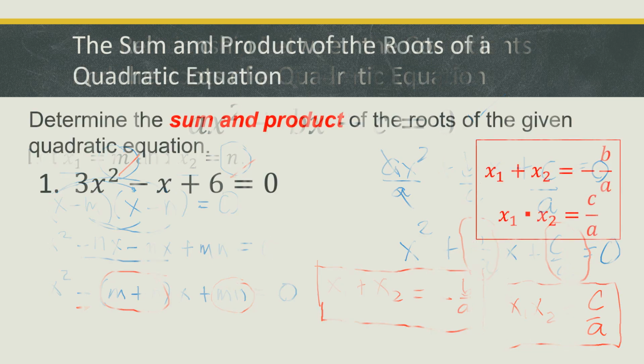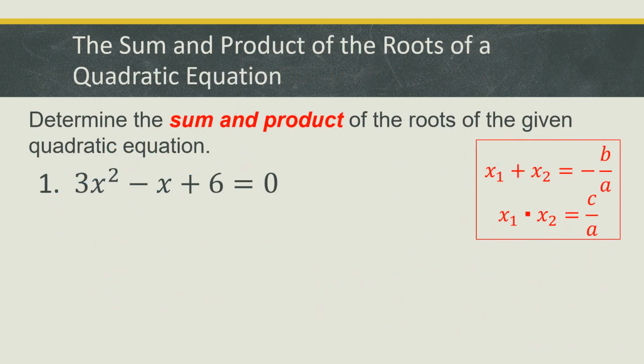Let us have an example. Determine the sum and product of the roots of the given quadratic equation. Take note that our formula for the sum of the roots is equal to negative b over a, and for the product is c over a. So we have to know the values of our a, which is 3, b, which is negative 1, and letter c, which is positive 6.